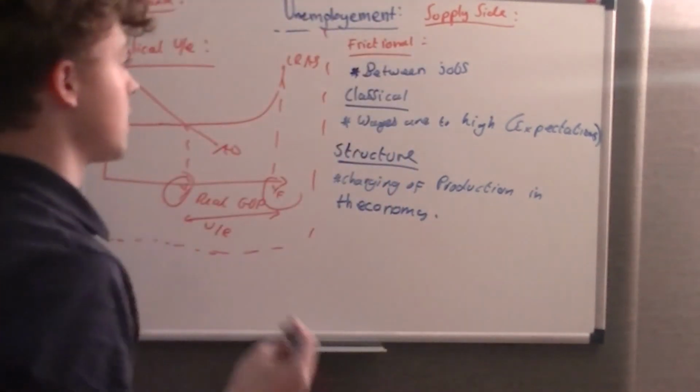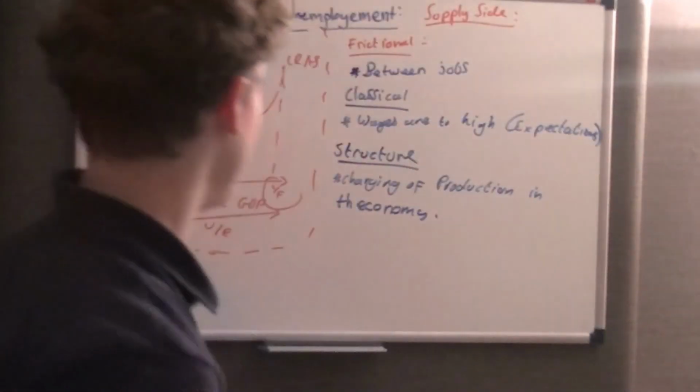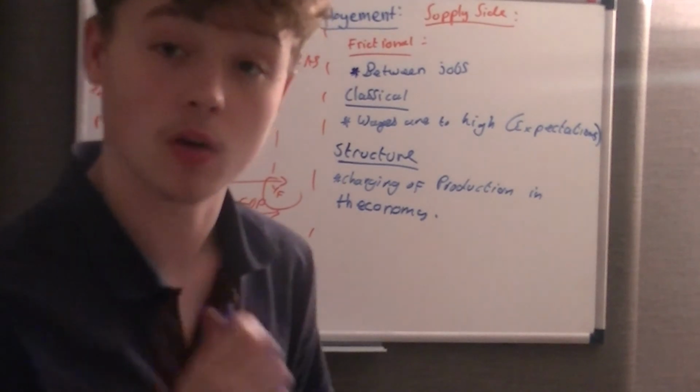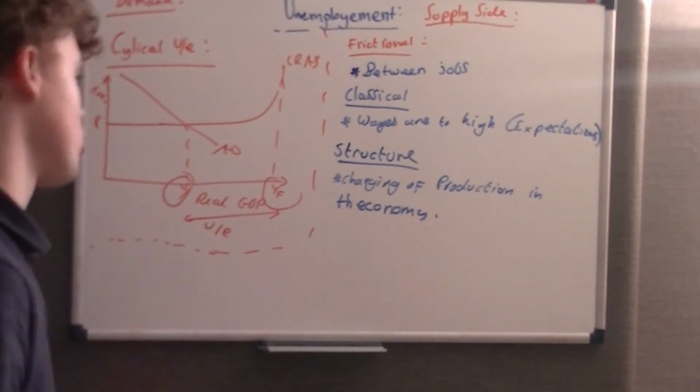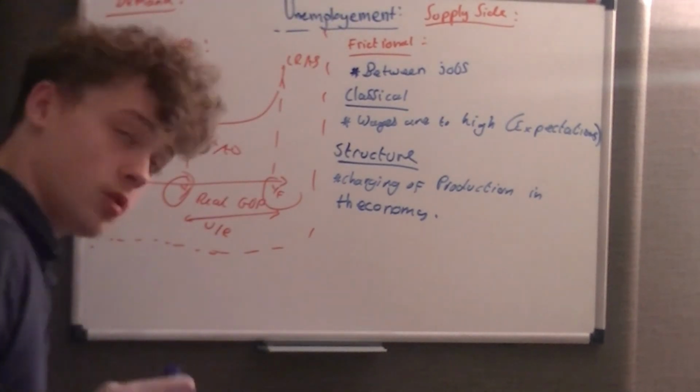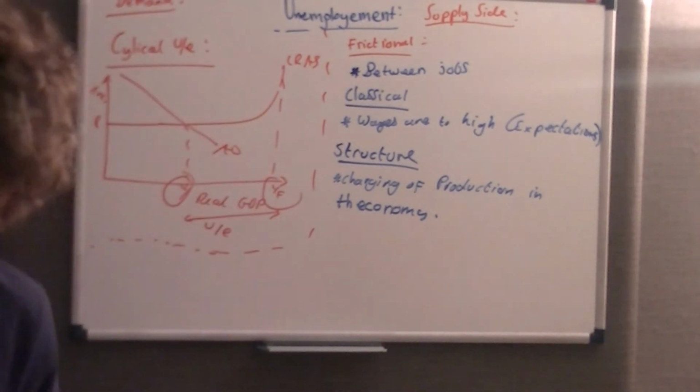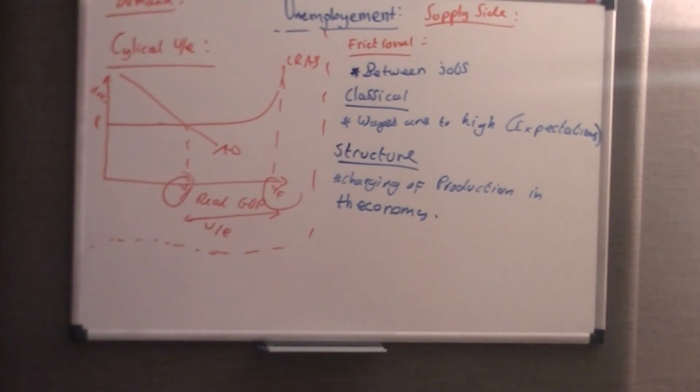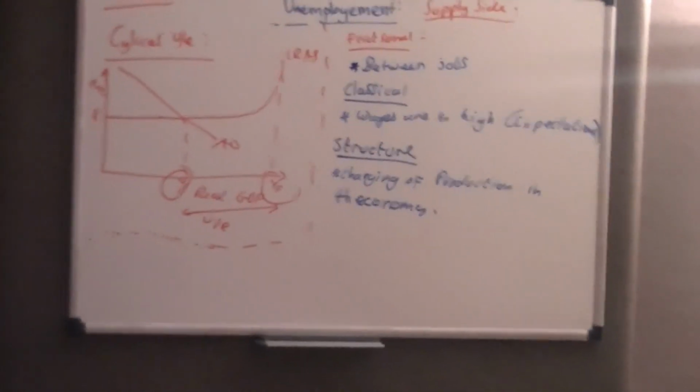Sorry about that. So basically, frictional is when they're between jobs. Classical is when they are wanting higher wages. Structural is when they're changing production of the economy. I'm going to give you a moment to note that down, because I shall be getting it off in a minute.